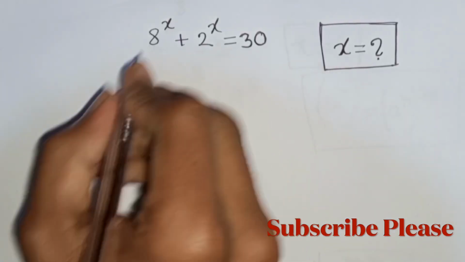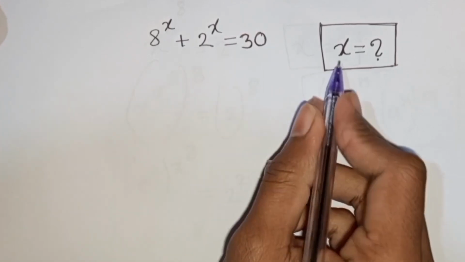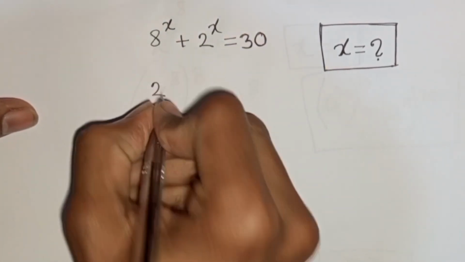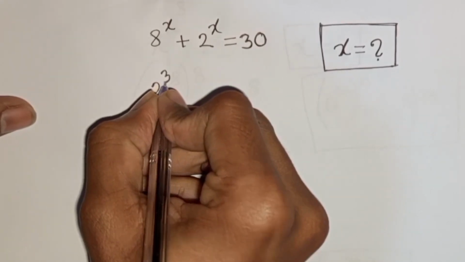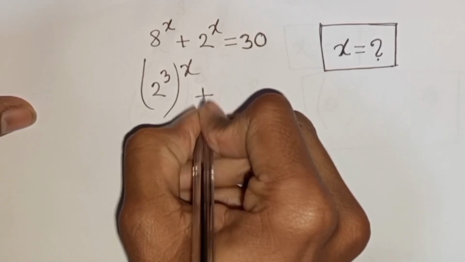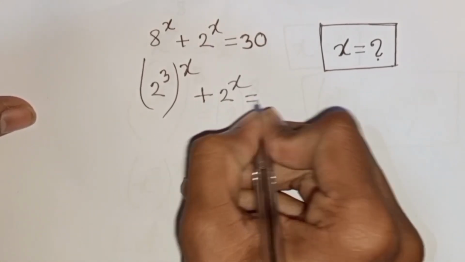How to solve 8 power x plus 2 power x is equal to 30. Find the value of x. So we have 8 power x is the same as 2 power 3, then bracket power of x, plus 2 power x is equal to 30.